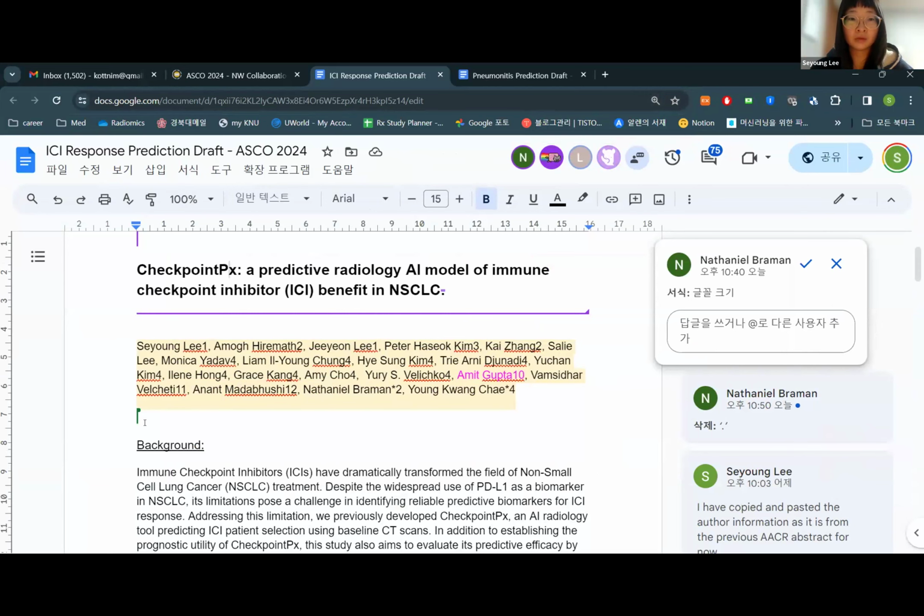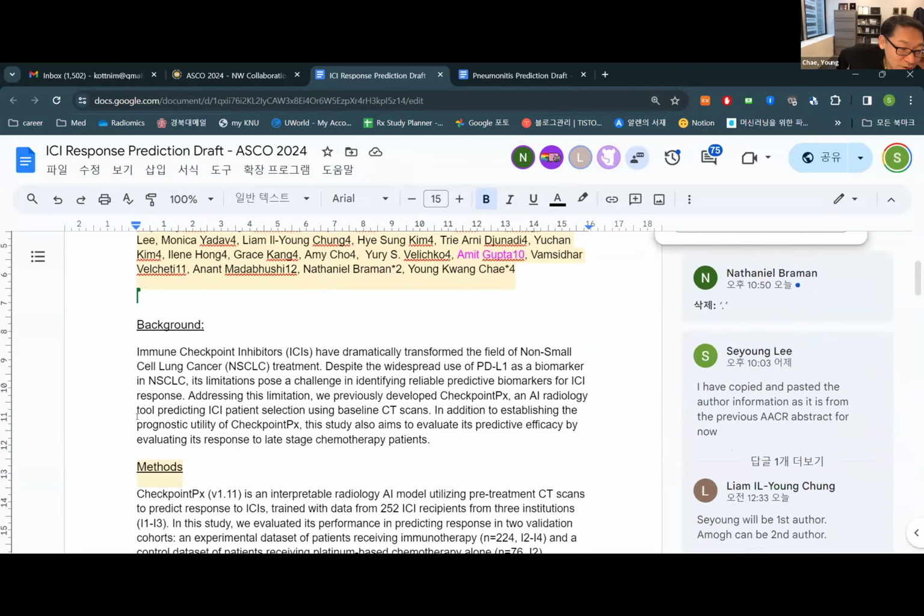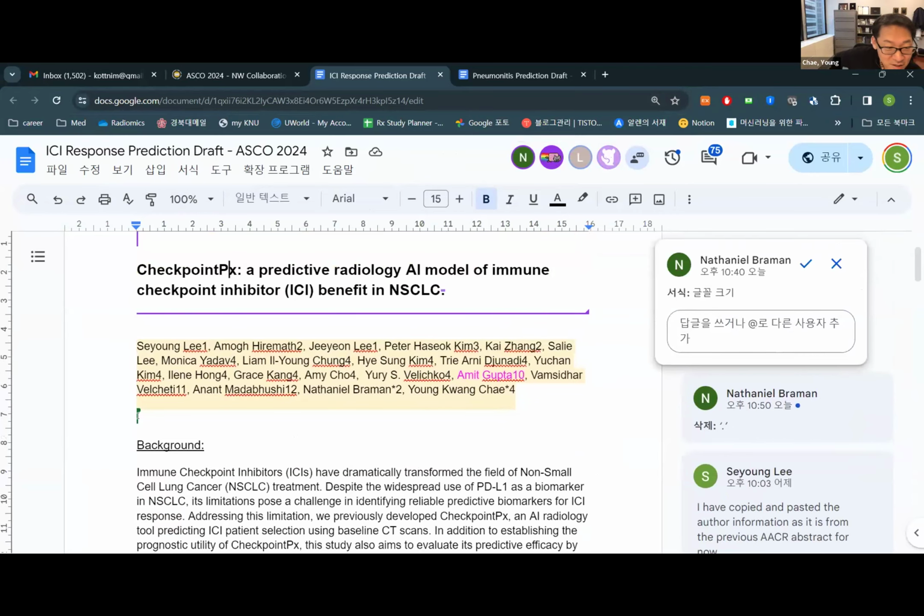This is the title. Oh, checkpoint? Is that the brand, like their model name? Yeah, it's their model. They had it on the AACR abstract too. Oh, Checkpoint PX.